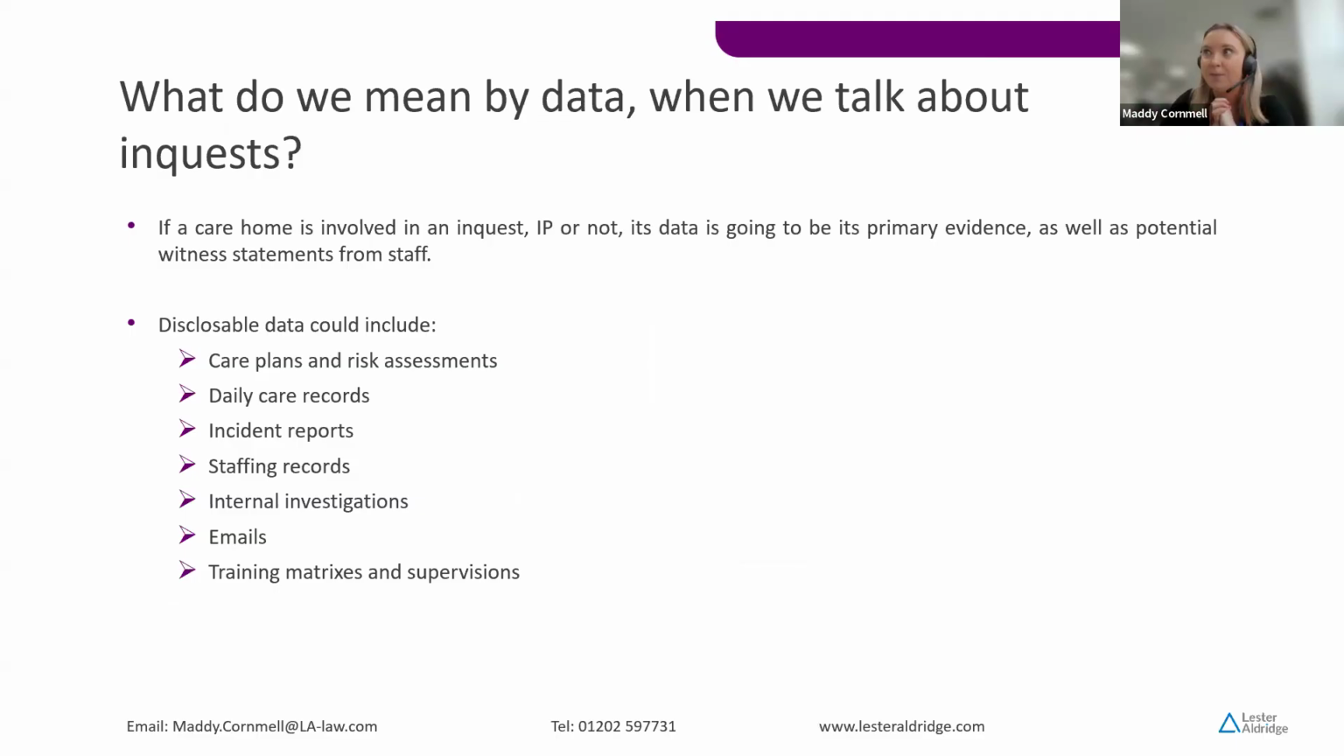Quite often, we work with lots of care homes in inquests, and the first point of call is the coroner will go, we know this person died in your care home. We want all the relevant records about Joan. And what does that mean? What if Joan's been with you guys for 15 years? Where do you even start?